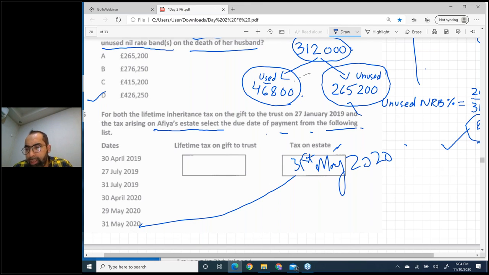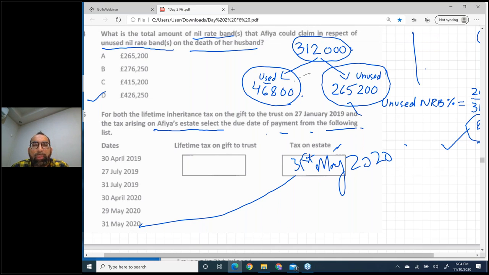31st May 2020 for this death state tax. Okay, so this was for the death state.